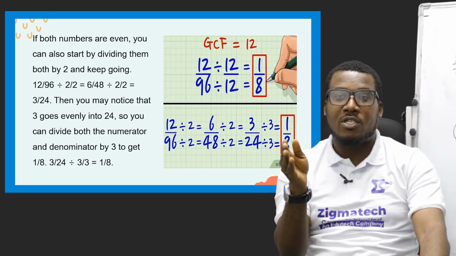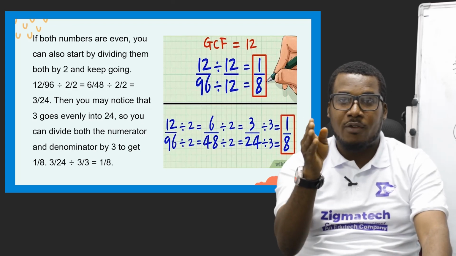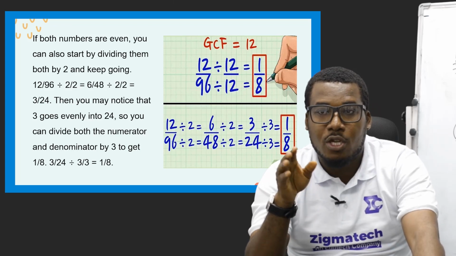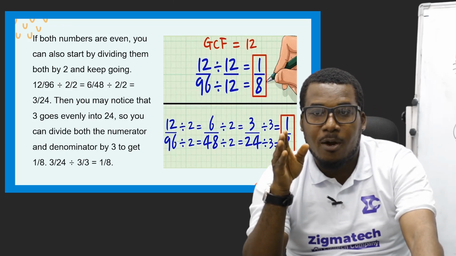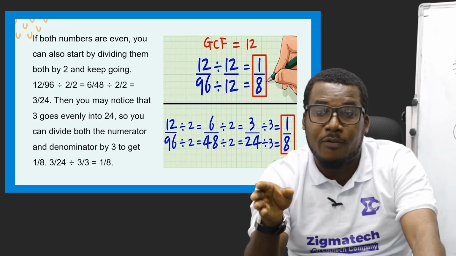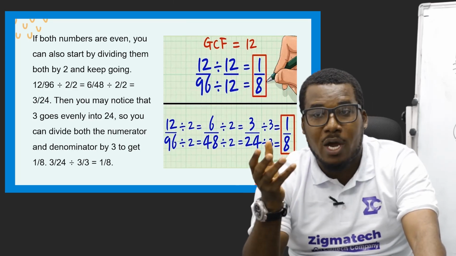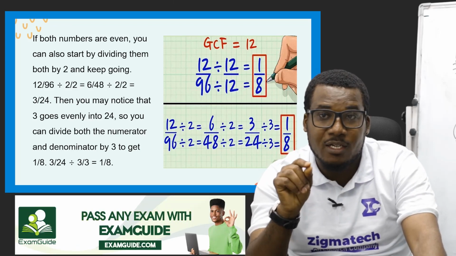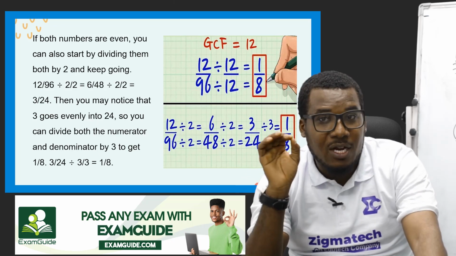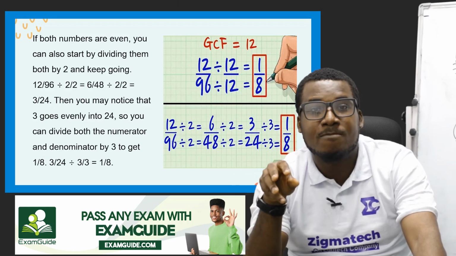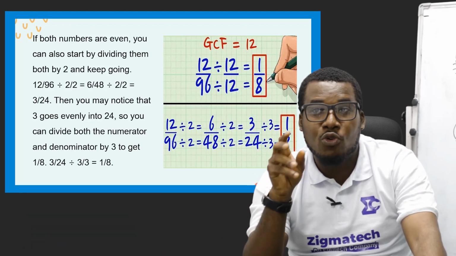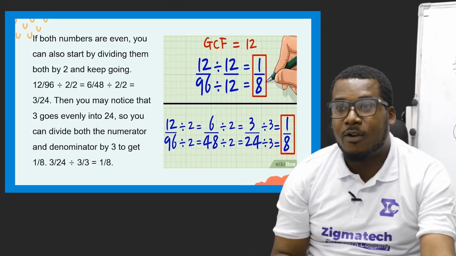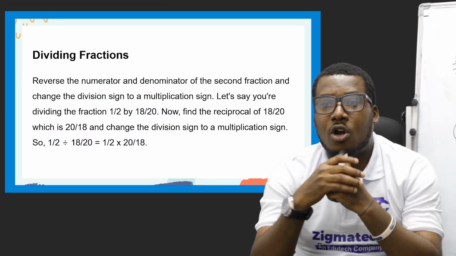When you use 2 on the first scenario, you divide 12 by 2 and get 6, and 96 by 2 and get 48. Then you use 2 again and get 3 and 24. Then you use 3, and you get 1 and 8. Now, if you multiply the first 2, the second 2, and the last 3 you used in dividing, you will get 12. That's how you know your GCF, greatest common factor, is 12.